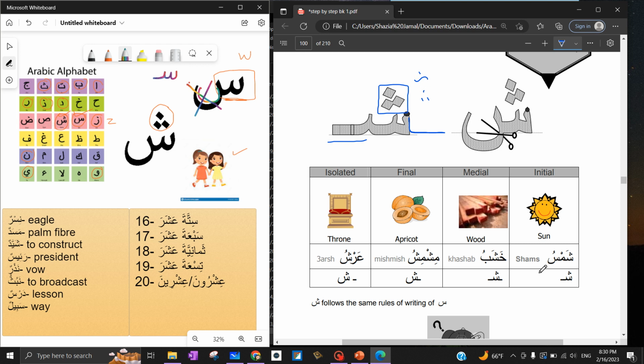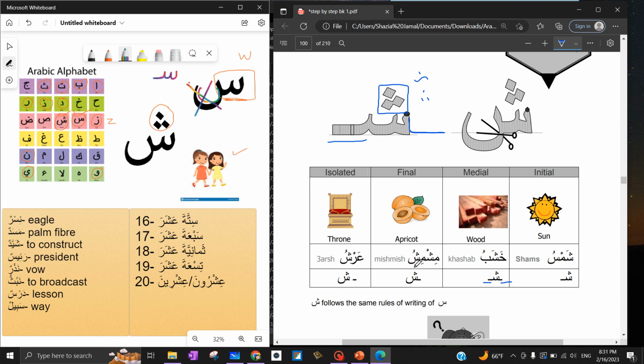Both ways are correct. So let's see the words. Shamsun. Shams means sun, and here the sheen is the starting initial letter. When it is initial, it's written with the first part, and the pot belly is cut, with a small tail. What happens when it is in between? It can be connected from both the sides. It has a tail on both the sides.